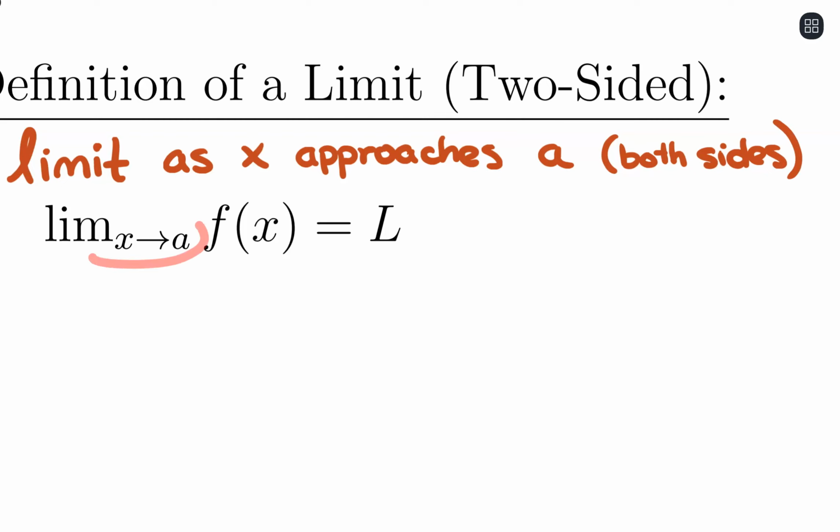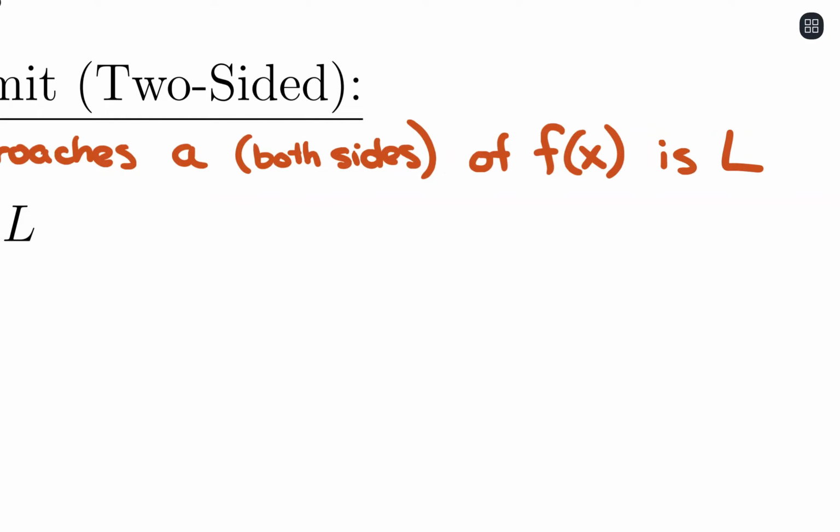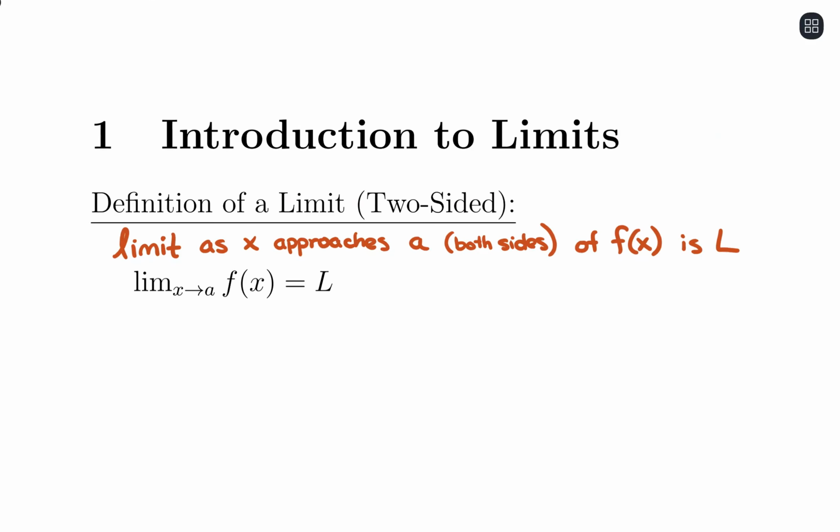So x approaches a is coming from that subscript of x with the arrow to a, and then what we're applying this limit to is f of x, so our function. So this is the limit as x approaches a of our function f of x, and then what we can see is that it's equaling some letter L. So all that notation there, LIM, x arrow a, f of x equals L, how I would read that out loud is the limit as x approaches a from both sides of f of x is L.